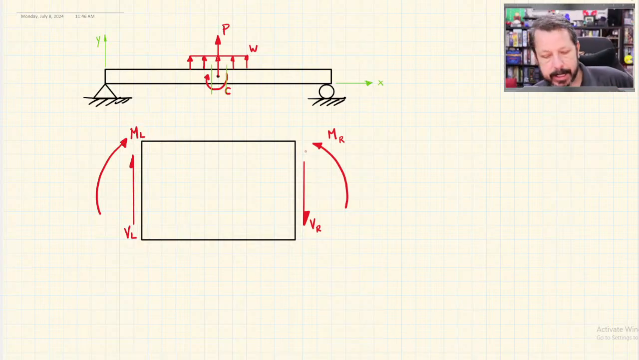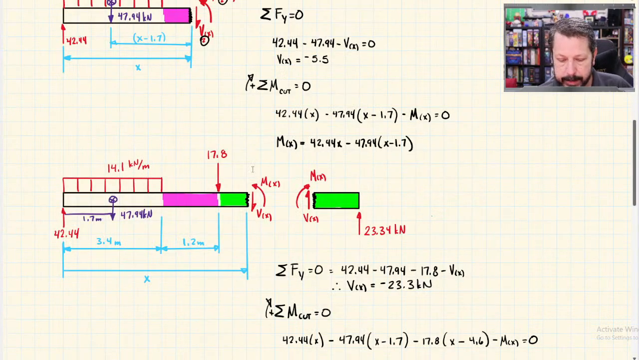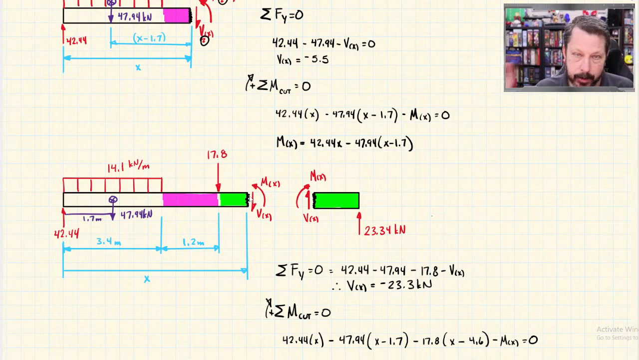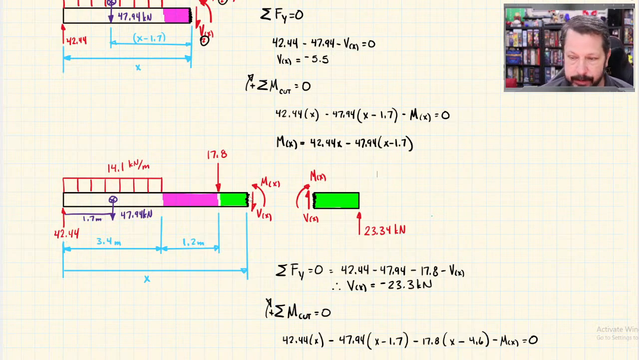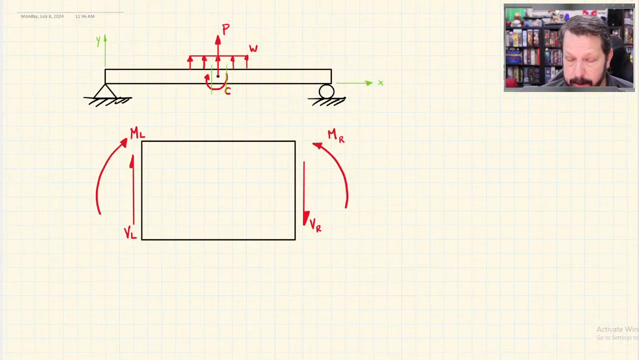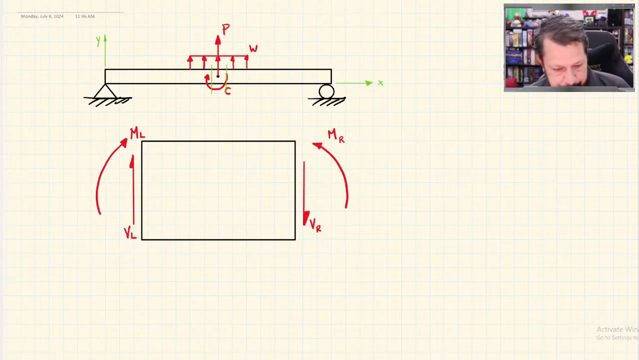And I'm using the sign convention that I've already established, like here. This one looks backwards, but the cut side on the right hand side of your free body diagram has the shear going down and moment counterclockwise. The cut side on the left hand side of your free body diagram has the shear going up and moment clockwise. Those are our positive sign conventions for these internal shear and bending moments.